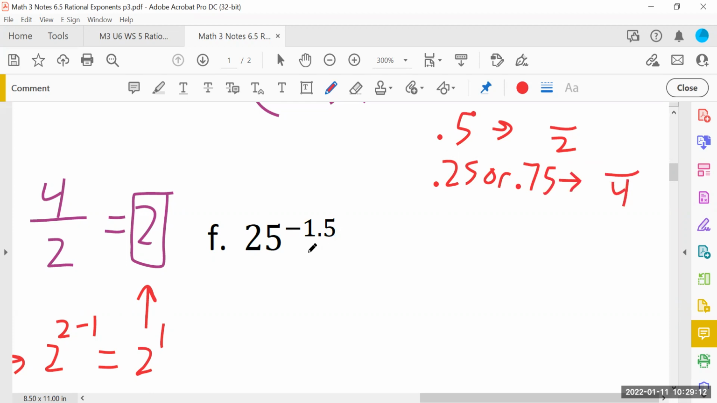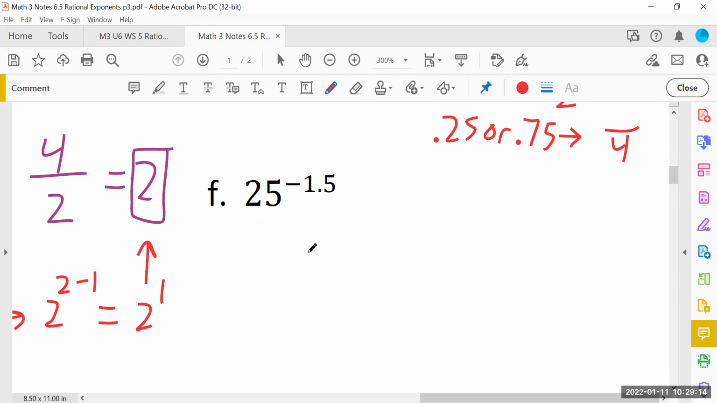What over 2 makes 1.5? If you're not sure, you can grab a calculator and divide it. I see a few of you, though, have already found it. You can always just try it. Is it 2/2? No, it's 1. Is it 3/2? Yes. If you keep going, 5/2, 6/2, won't work. The only thing that makes 1.5, this is 25 to the negative 3/2.